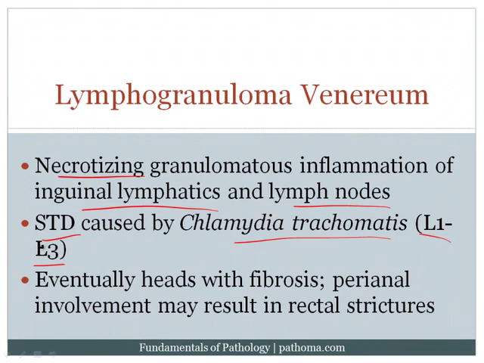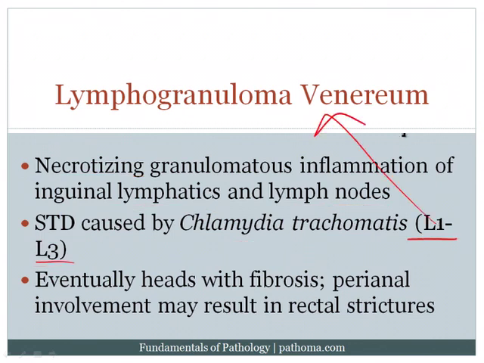Then remember that Chlamydia trachomatis is divided into several serotypes. So there's A through C, which causes trachoma. There's D through K, which causes urogenital infections and conjunctivitis. And then there's L1 through L3, and L1 to L3, as we're talking about here, cause lymphogranuloma venereum. Now, eventually what happens is that you get healing with fibrosis, but you can get rectal strictures, especially if there's perianal involvement.